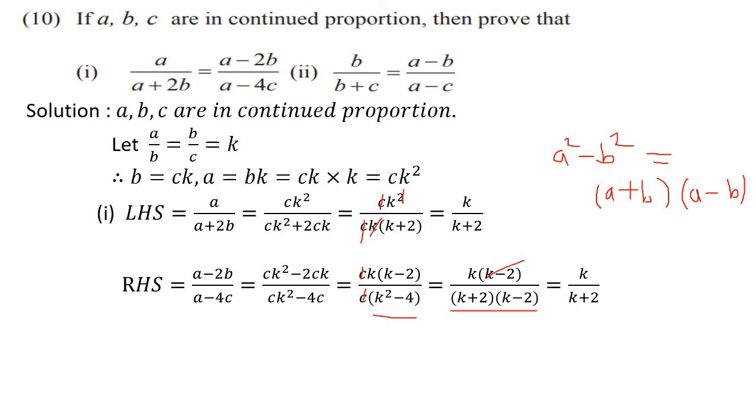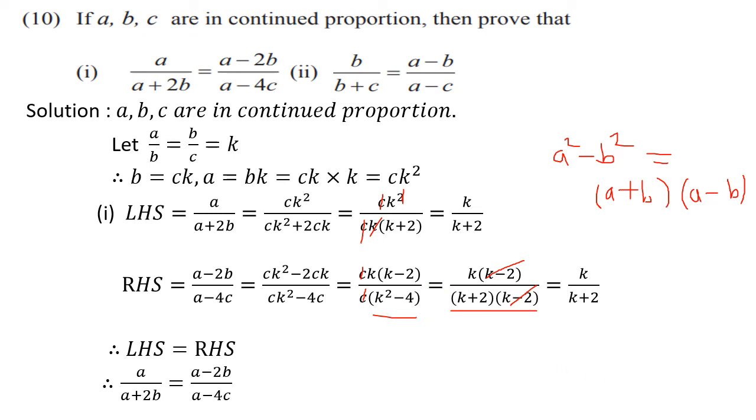Now you can observe this K minus 2 can be cancelled from numerator and denominator, and you are left with K upon K plus 2. Now observe, are the left hand side and right hand side the same? Yes, they both are the same. So we can write down, therefore LHS is equal to RHS, and from that we can write down that the given question, that is A upon A plus 2B, is the same as A minus 2B upon A minus 4C. So similarly, you will solve question number 2. I hope you must have understood all these cancellations.